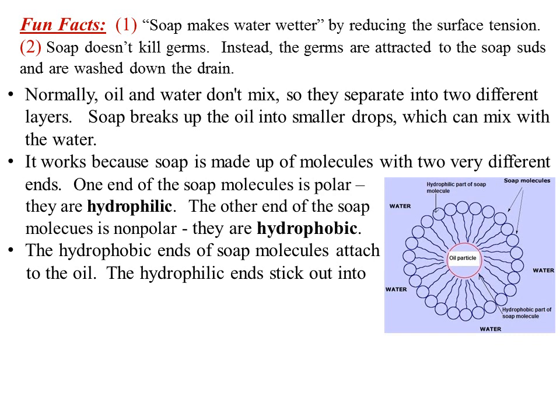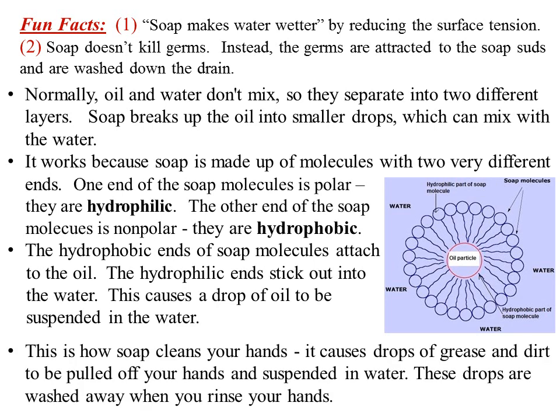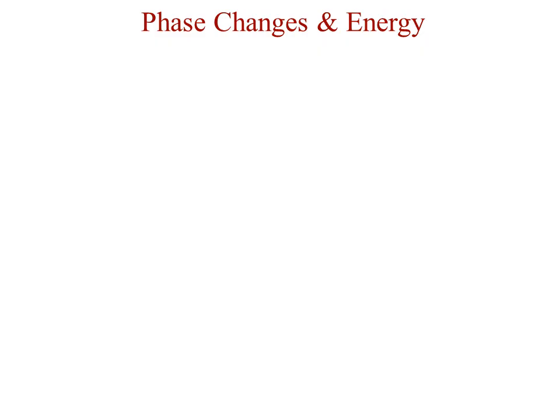So these soap particles surround an oil particle and allow it to separate from the big bulky oil particle that might be on your pants or a shirt or something like that, and then the soap is allowed to wash it away. So this is how soap cleans your hands. If you get a drop of grease on your hands or something like that and you suds it up with soap, the one end of the soap molecule attracts the oil, and the other end is attracted to the water, and it suspends the oil into the water, and then you just rinse it down the drain.